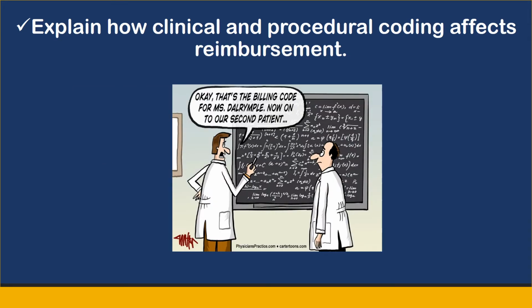Explain how clinical and procedural coding affects reimbursement. When claims are submitted to third-party payers, accurate clinical and procedural coding is essential to ensuring timely reimbursement. The majority of healthcare providers utilize a fee-for-service pay structure. Under this model, a provider may submit a claim for reimbursement to an insurer that includes multiple ICD codes. Reimbursement rates can vary depending on the type of encounter, procedure, and patient condition.